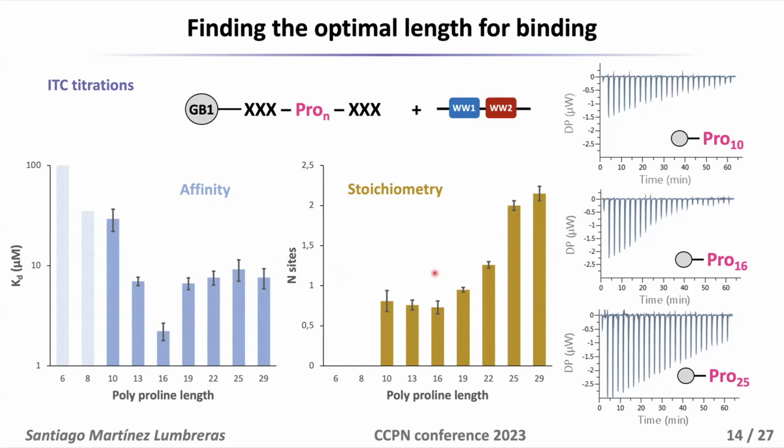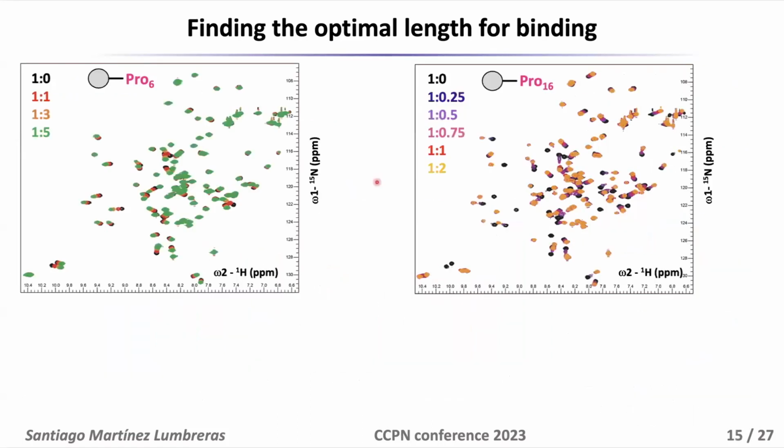Okay, we also followed the interaction by NMR, and here I'm showing you the titration with a 6 proline peptide and with a 16 proline peptide. You can clearly see that the 6 proline peptide shows titration in fast exchange, while the 16 is in intermediate, close to slow exchange, indicating higher affinity.